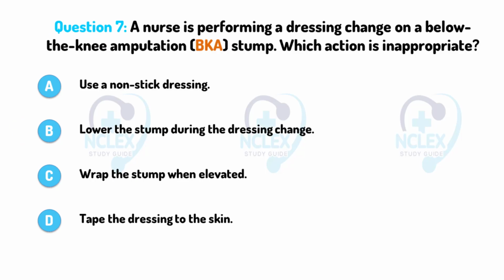Question 7. A nurse is performing a dressing change on a below-the-knee amputation, BKA, stump. Which action is inappropriate? A. Use a non-stick dressing. B. Lower the stump during the dressing change. C. Wrap the stump when elevated. D. Tape the dressing to the skin.